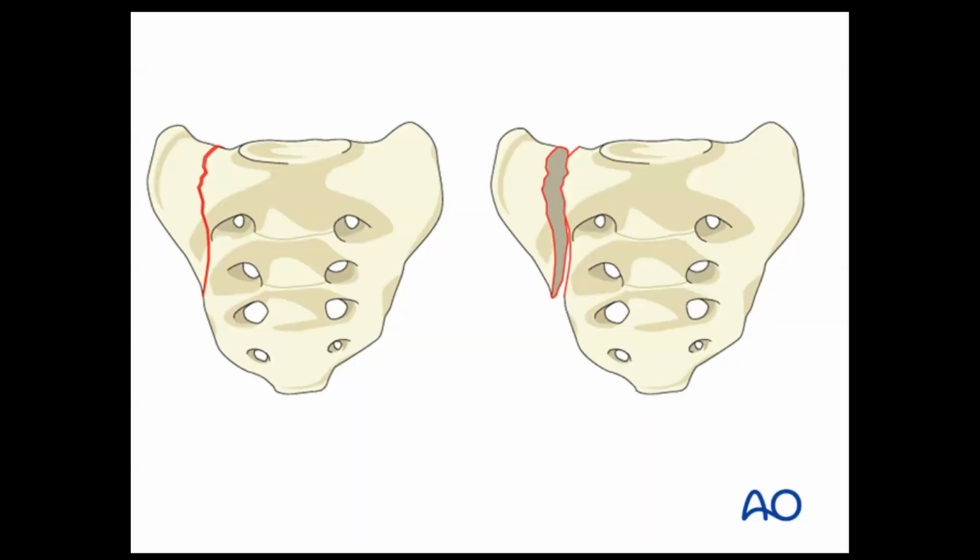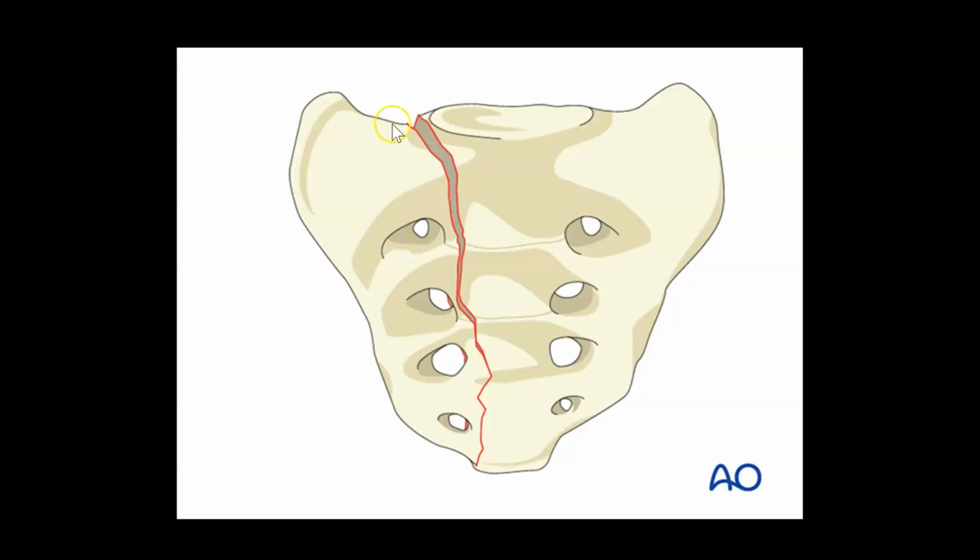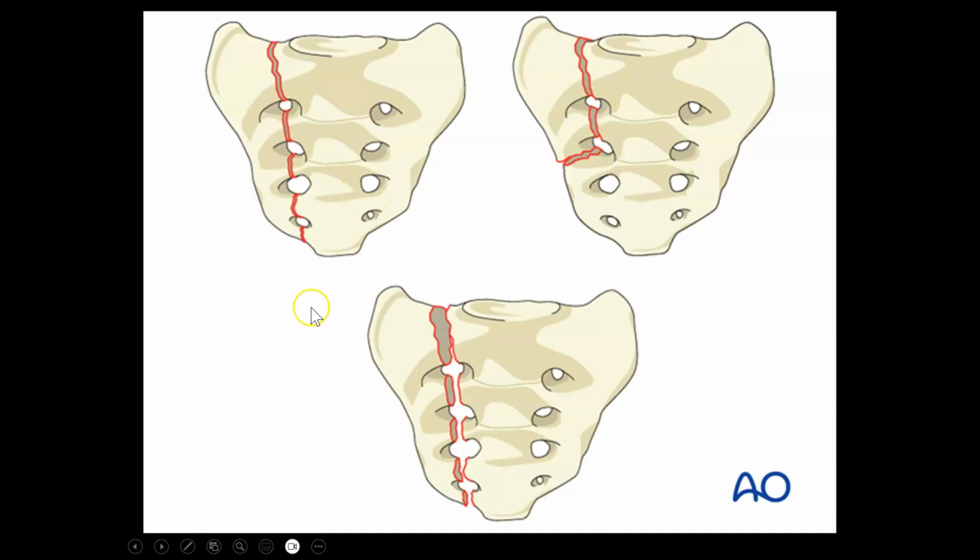So B1, as we said, vertical fracture lateral to the foramen. B2, vertical fractures medial to the foramina, and B3, vertical fracture involving the foramen.